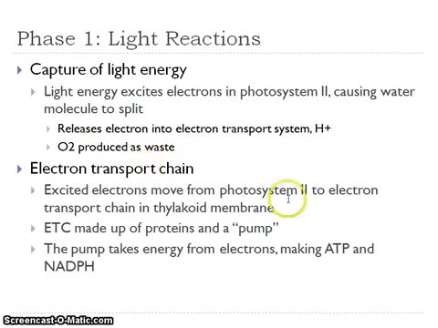Excited electrons move from the photosystem II to the electron transport chain, which is located in the thylakoid membrane. The electron transport chain, also known as ETC, is made up of proteins and a pump. The pump takes energy from the electrons and produces ATP and NADPH.